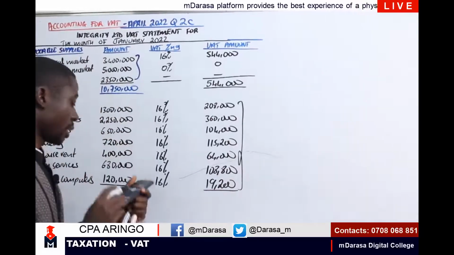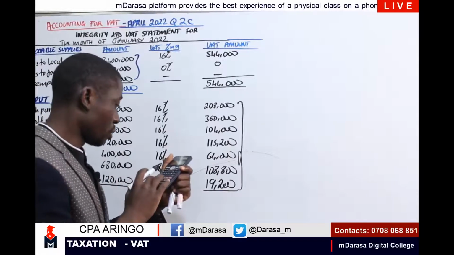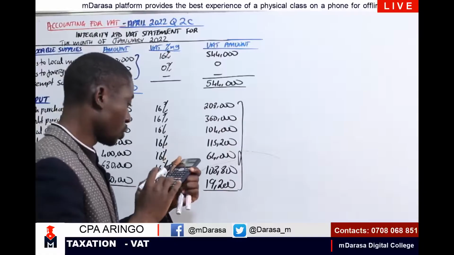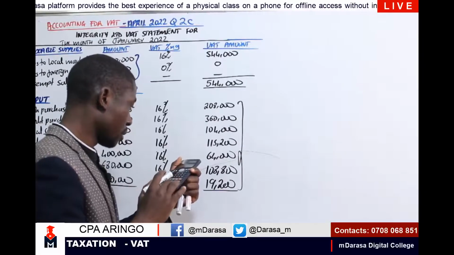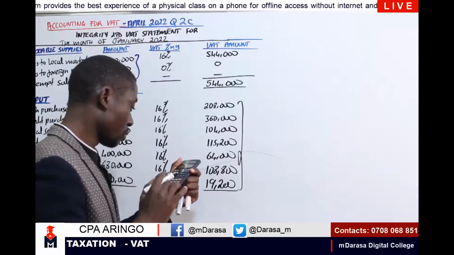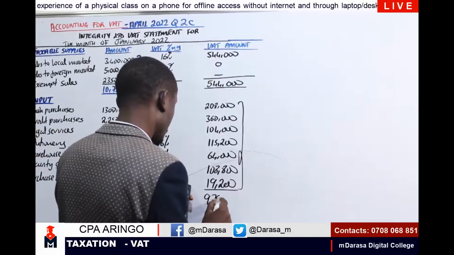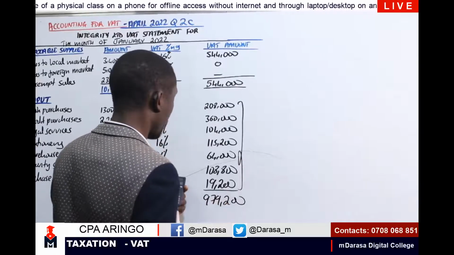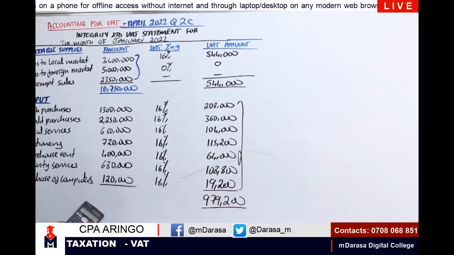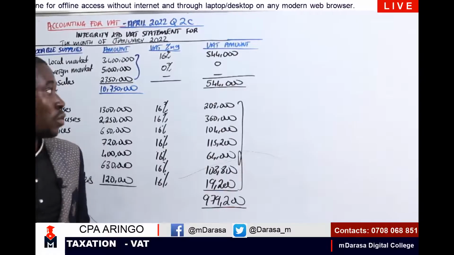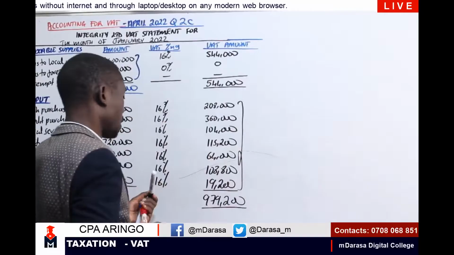So in that case, we add 208 plus 360 plus 104 plus 115.2 plus 64 plus 108.8 plus 19.2. That gives 979,200, being our input. So in that case, it's as if we have already computed our output tax, which I'm having at this point.